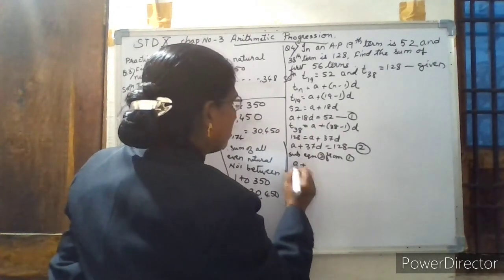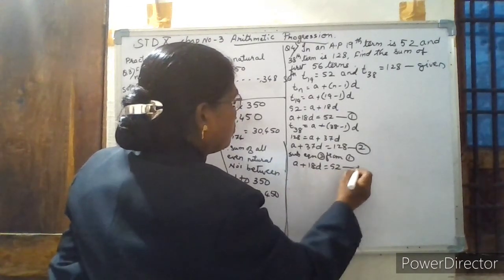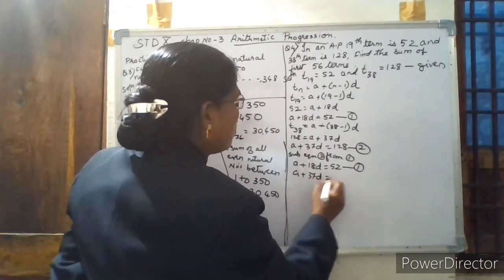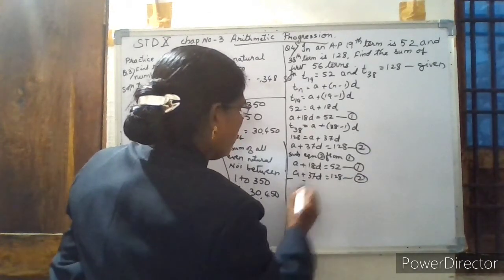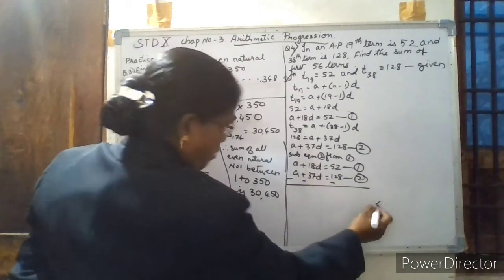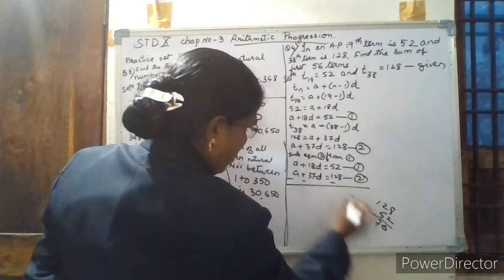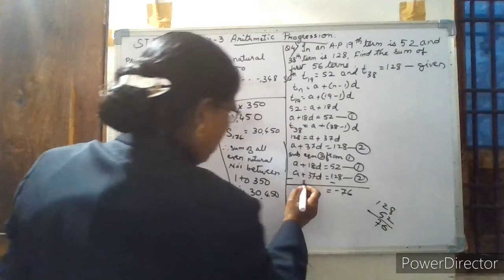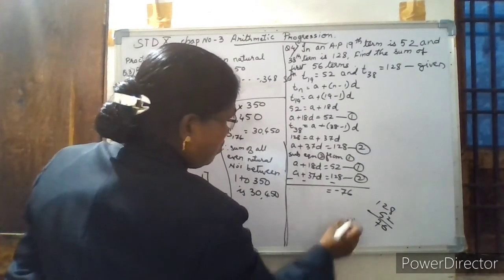So, write equation 1: a plus 18d is equal to 52. This is equation 1. Then a plus 37d is equal to 128. This is equation 2. Now we are subtracting, so change the sign of the second equation. If we subtract 128 by 52, we will get 6, this is 7, but take the sign of the greater number, minus 76. Then here 37 minus 18, so you will get 9 here.